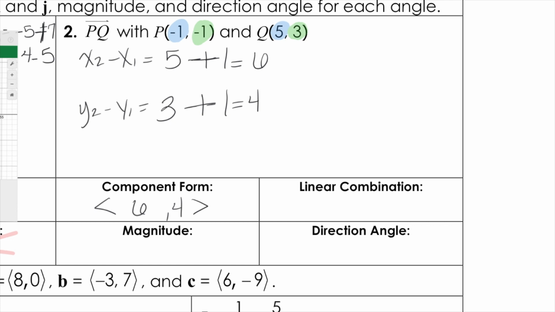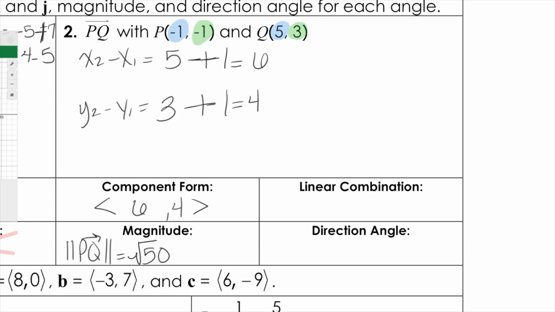And we've already calculated those out. So the change in my x was 6. The change in my y was 4. 6 squared is 36. 4 squared is 16. If I add those together, I get the square root of 50. So the magnitude of my vector is equal to the square root of 50.